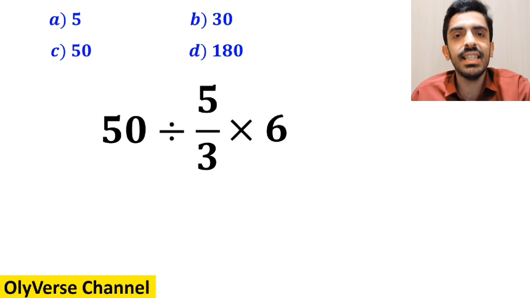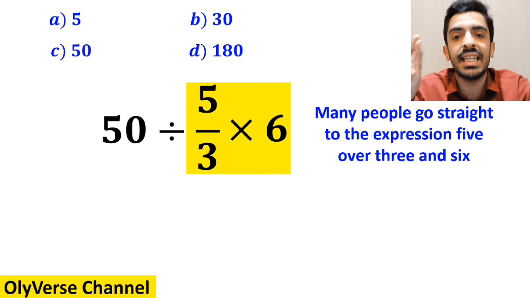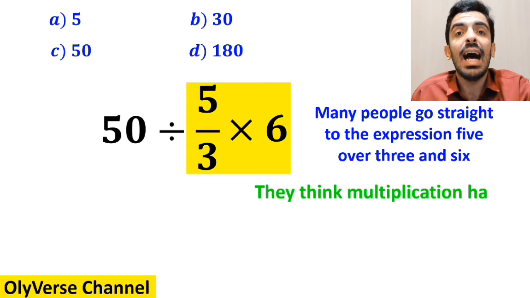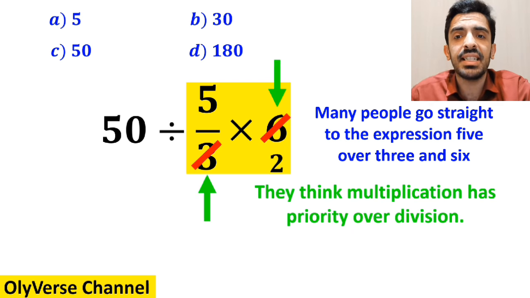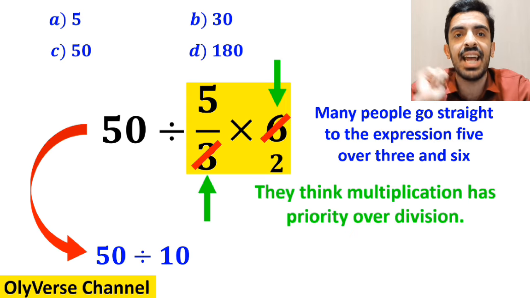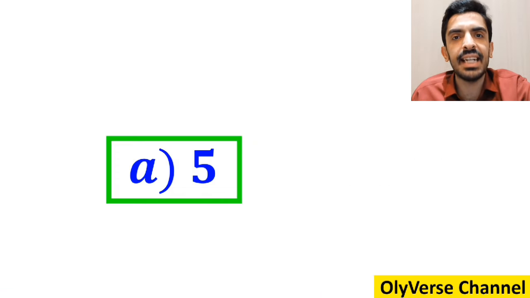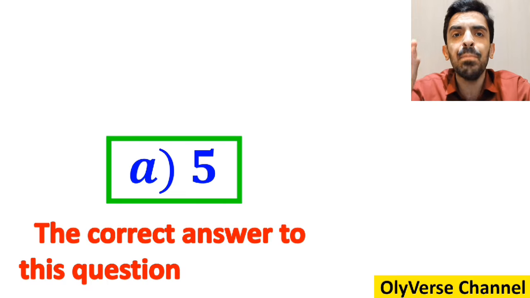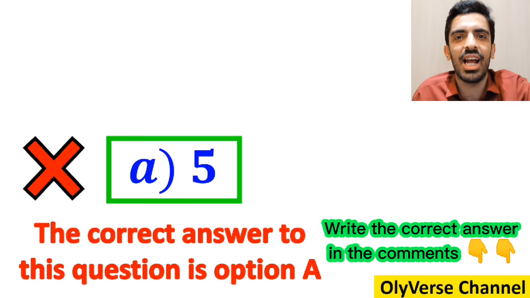At the beginning of solving this question, many people go straight to the expression 5 over 3 multiplied by 6, which I have highlighted in yellow, because they think multiplication has priority over division. And they say it's easy to simplify the 6 with the 3 in the denominator and write this expression as 50 divided by 10, which finally gives them the answer 5. Then, without any hesitation, they immediately say that the correct answer to this question is option A. However, it's not the correct answer to this question.